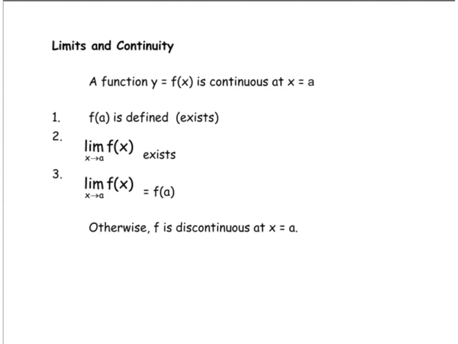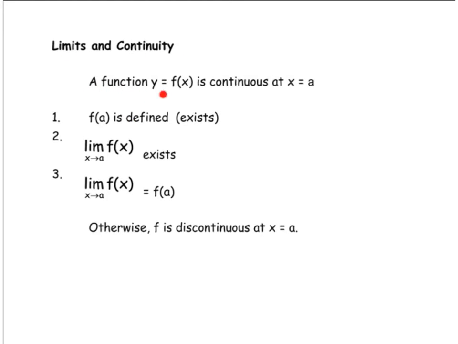So as we continue to define limits and continuity, there exists this definition. This is huge. This is important. You must have this in your notes. This is what we are going to use. This is the litmus test that we're going to use to determine whether any function is continuous. It has to meet these three criteria.